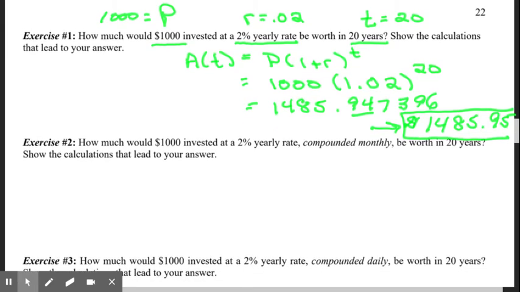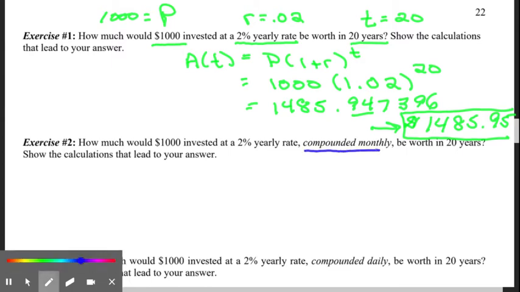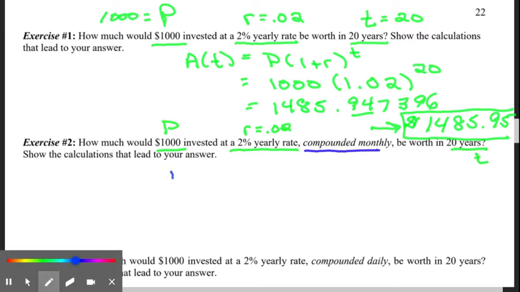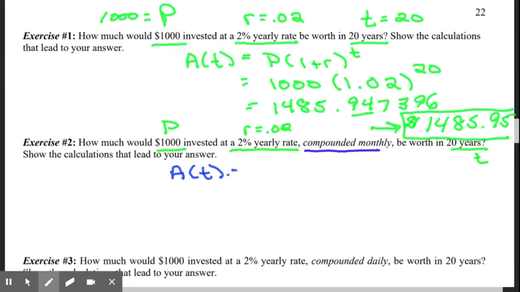Okay, number 2. It's the same scenario. Same principal, same rate, except this time it's compounded monthly. So we have $1,000 invested at a 2% yearly rate, so R is 0.02, compounded monthly, be worth in 20 years. So that's our t. Now I'm going to write down the formula and then we'll go through what it means. We're using our periodic compounding formula. It's A equals P times 1 plus R over n, to the nt.